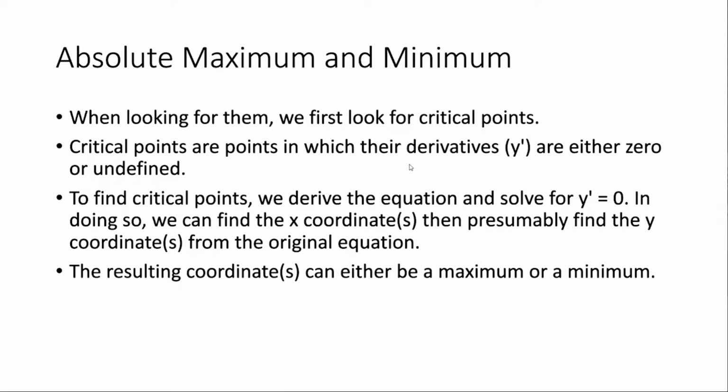So first up we have absolute maximum and absolute minimum. When looking for them we have to spot the critical points. Critical points are when y prime is either 0 or undefined. So to find the critical points, we derive the equation and solve for y prime equals 0. In doing so, we can find the x coordinates, then presumably find the y coordinates from the original equation. The resulting coordinates can either be a maximum or a minimum.